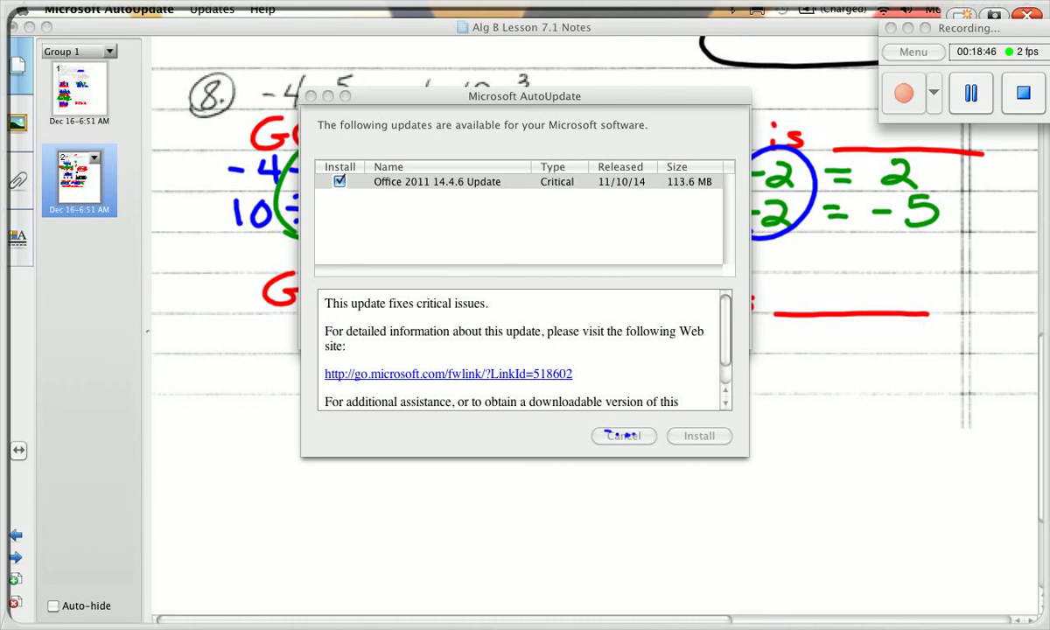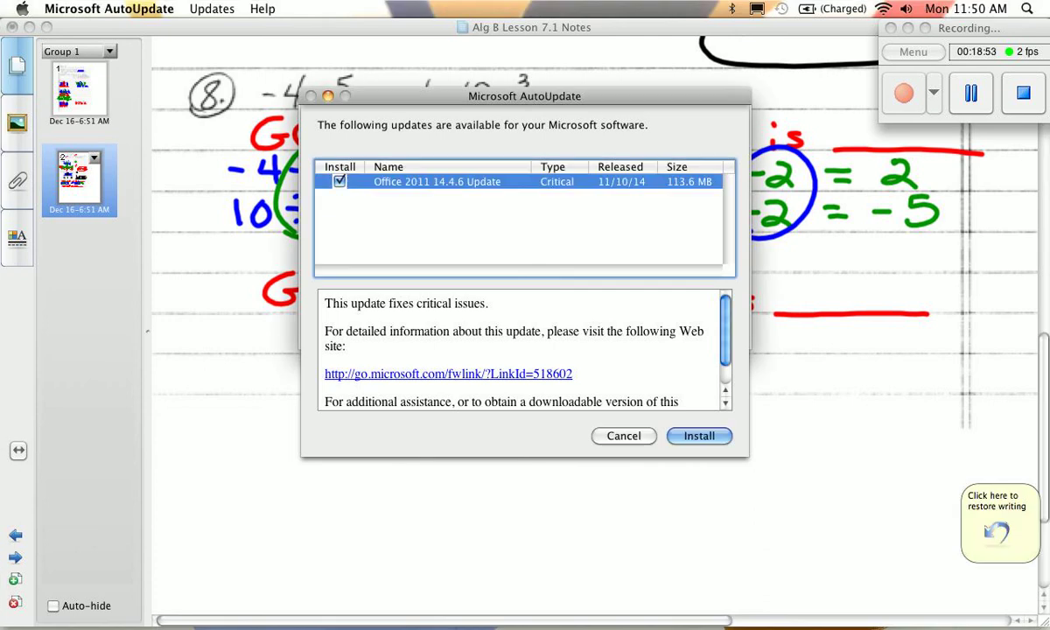You have the marker. Yeah, that's right. That would be why it's not doing it. Thank you, Matt.